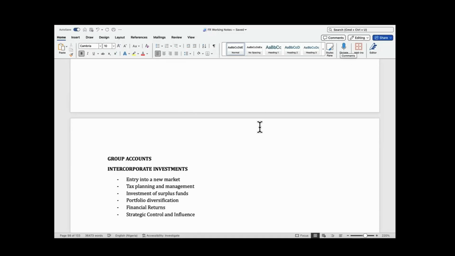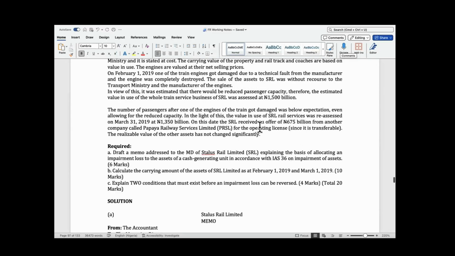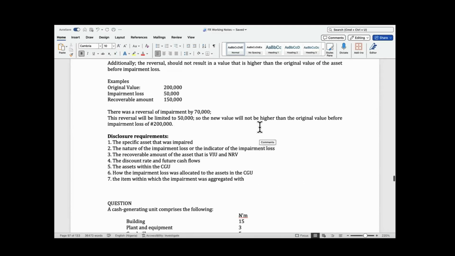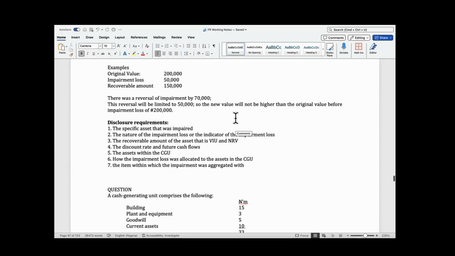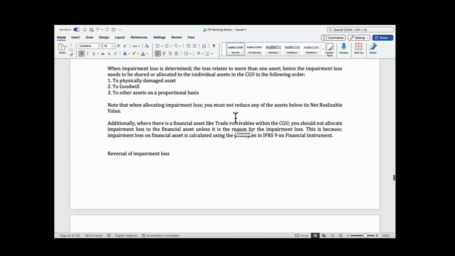But before then, I remember very well that last week we looked at impairment of asset, and I remember that I gave you assignments to look at, and quite a number of you did not submit, which is not so good.